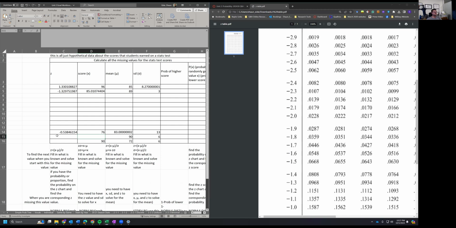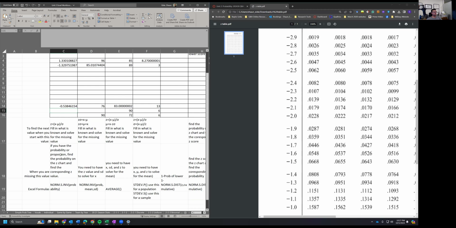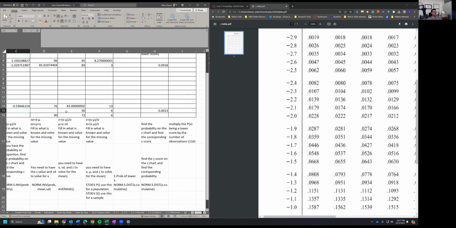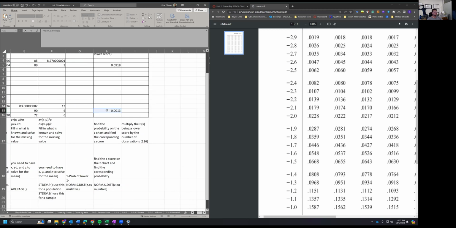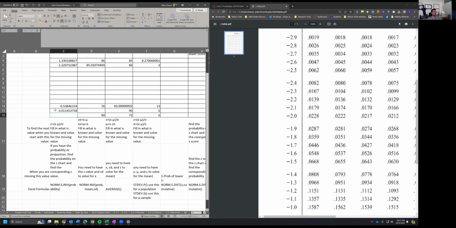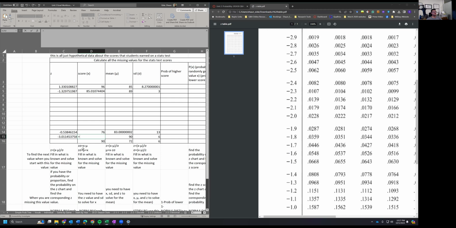So we're going to come down here where it says norm.s.inverse, and we're going to use that formula, and it says, okay, put in the probability of you getting below that. So equals norm.s.inverse, and put in the probability, and that gives us a z-score of negative 3.011. And then we can come right here and solve for x.